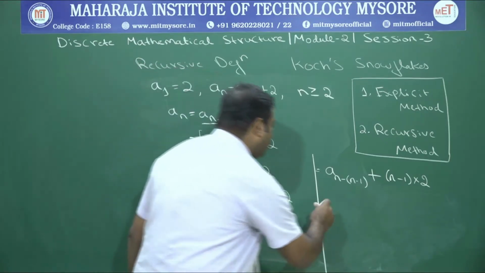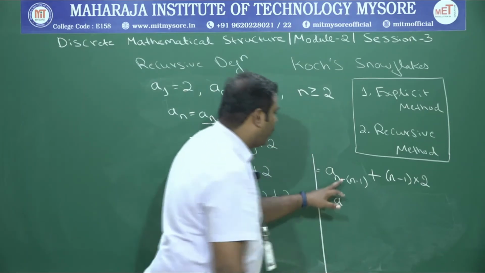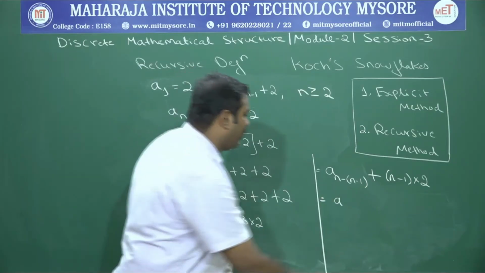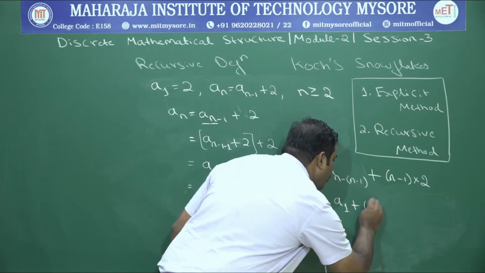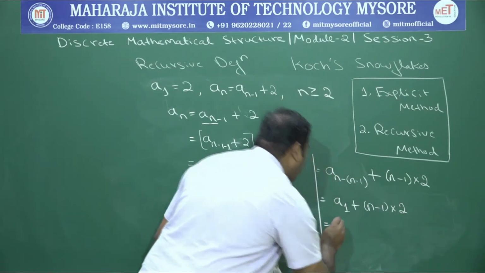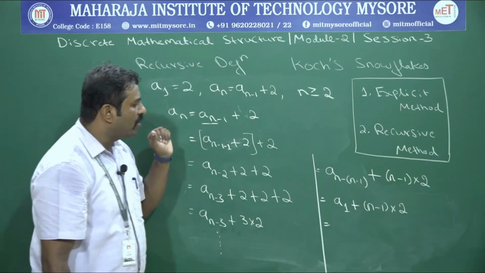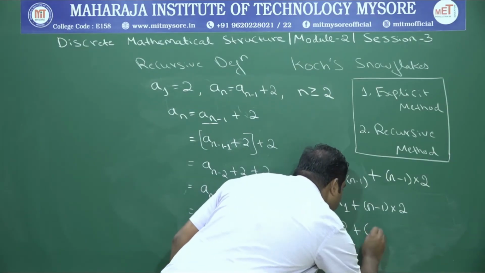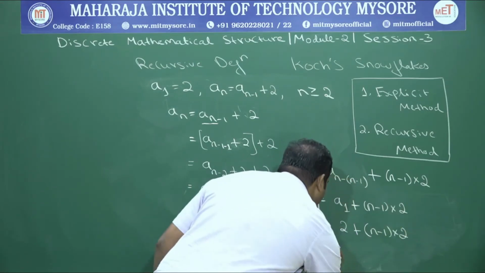Now this is how I am going to represent. Now to simplify this, this is going to be a. So n minus n cancels each other. So minus of minus is plus. And so a1 plus (n minus 1) into 2. Now what is a1? So I know from the basis condition that a1 is going to be 2. And so replace this with 2 plus (n minus 1) into 2.